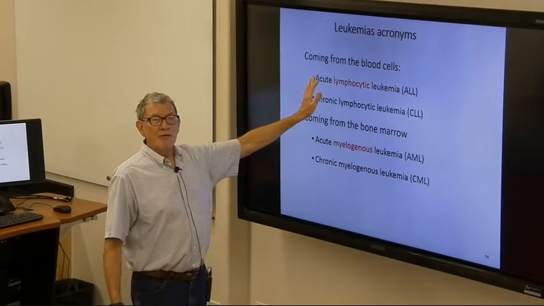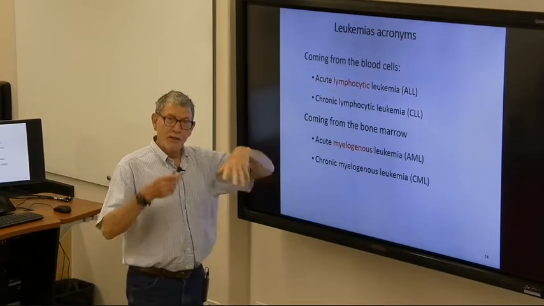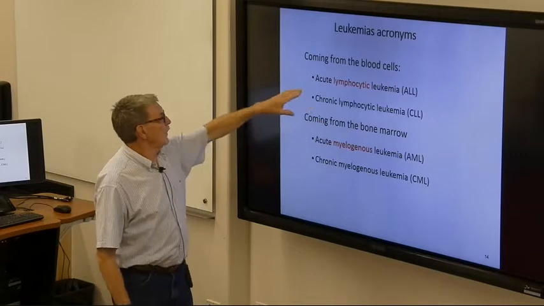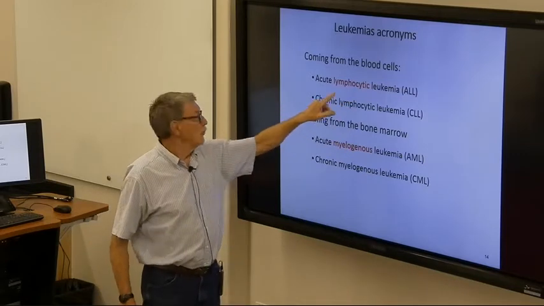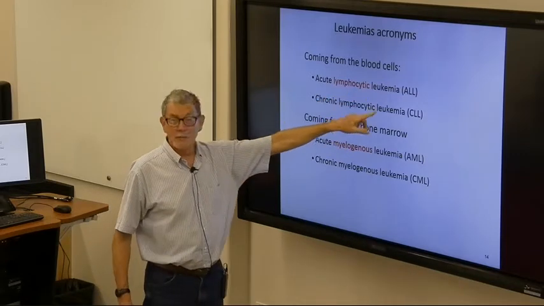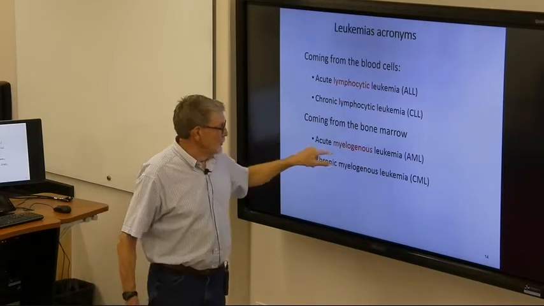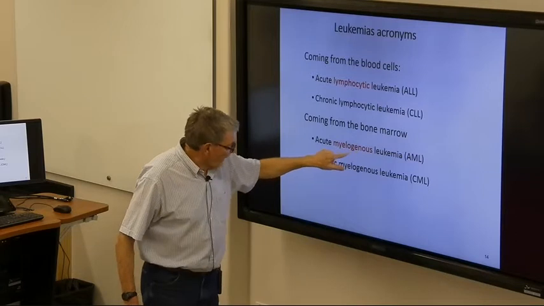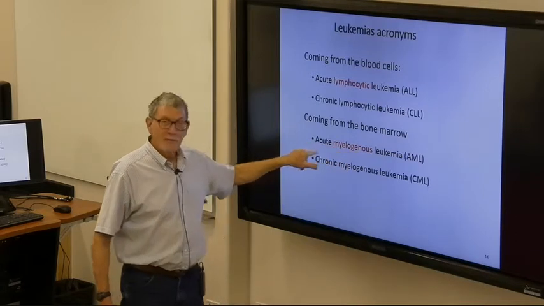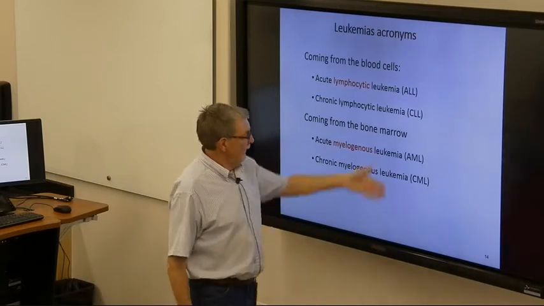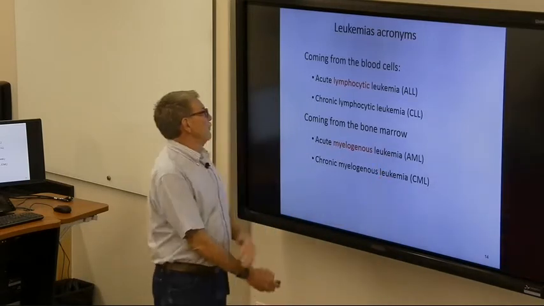So leukemias either come from the blood cells themselves being cancerous or from the bone marrow. So they're either lymphocytic, lymph cell leukemia, acute or chronic, or they're myelogenous, created by the bone marrow, acute or chronic, and the acronyms for them.